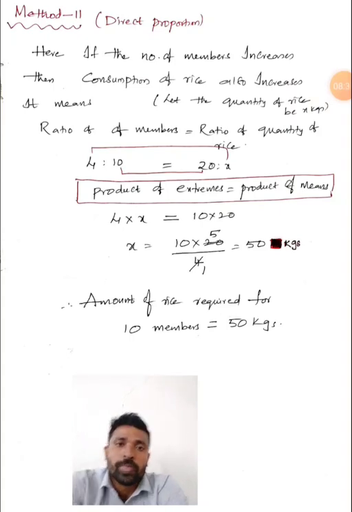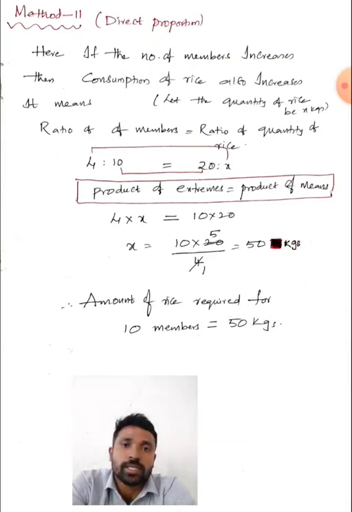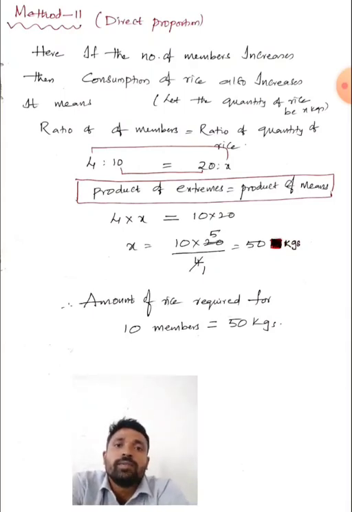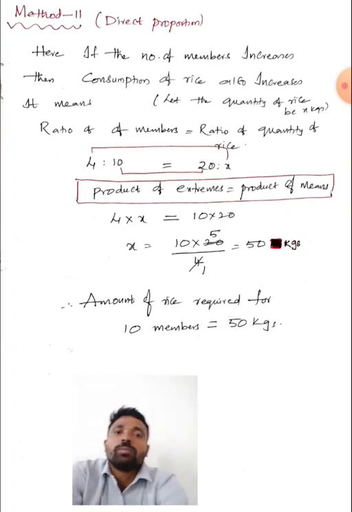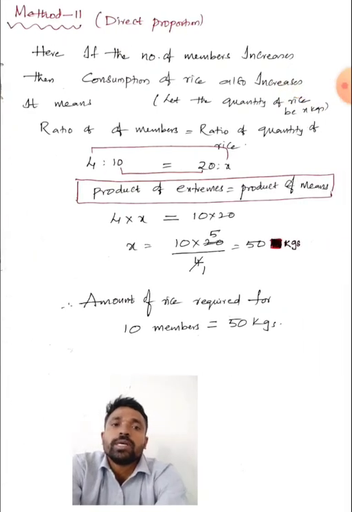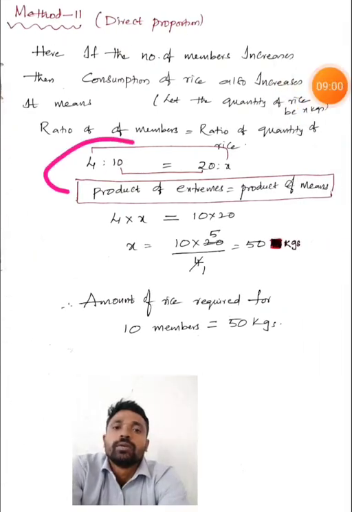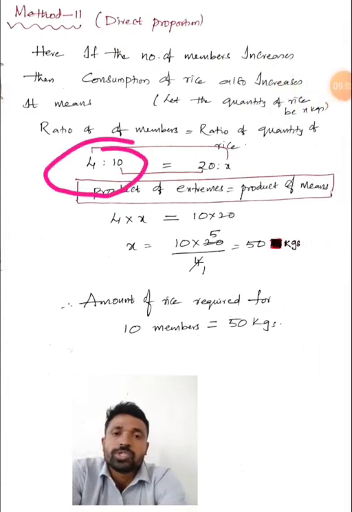Already I discussed it with you. Now what is direct proportion? Here if the number of members is increasing, automatically the quantity of rice also will increase. That only we wrote here. If the number of members increases, the consumption of rice also increases. It means both are in direct proportion. Now the ratio of members is equal to the ratio of quantity of rice. Ratio of members means 4 members is to 10 members.